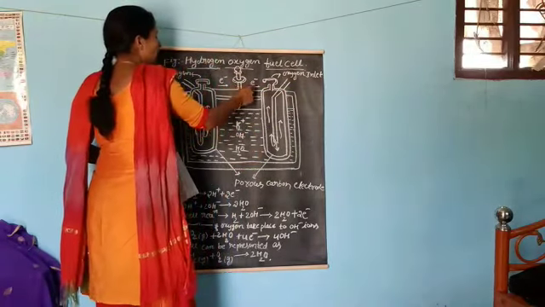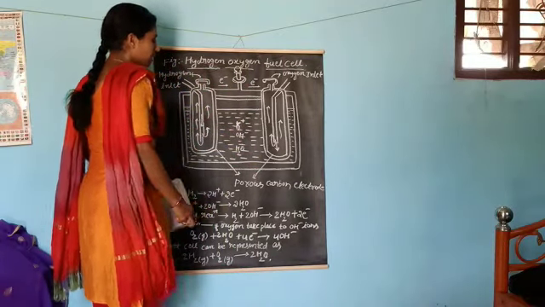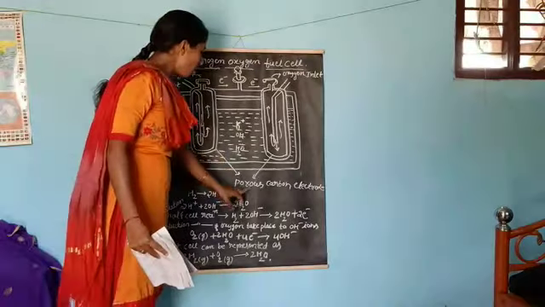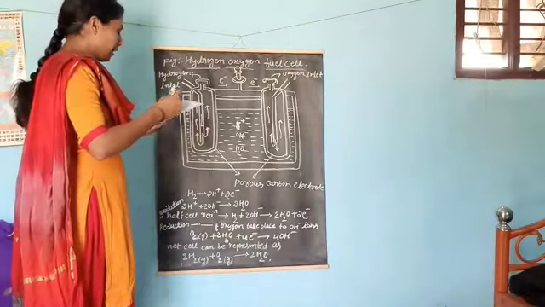The 2 electrons are also present, and then K plus OH ions and then water. And this one is the porous carbon electrode. This is the porous carbon electrode.